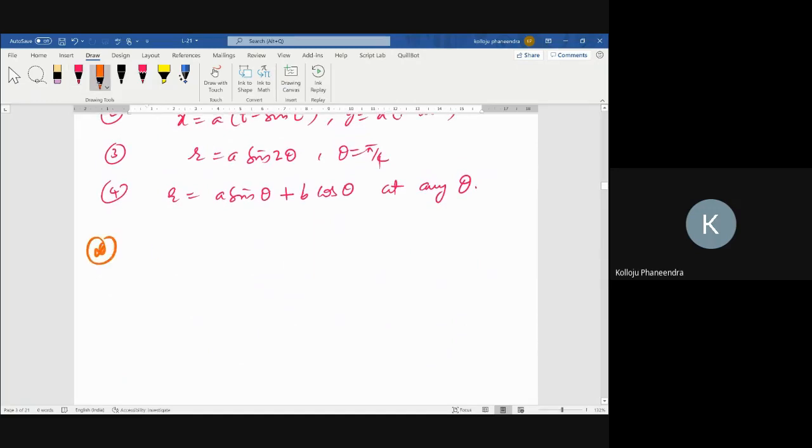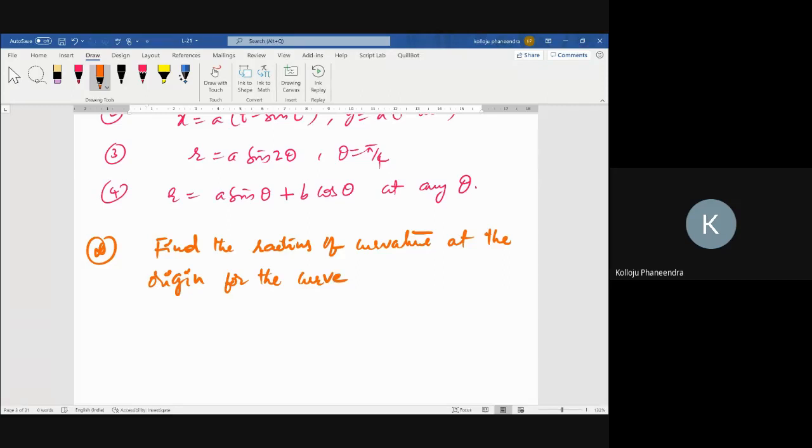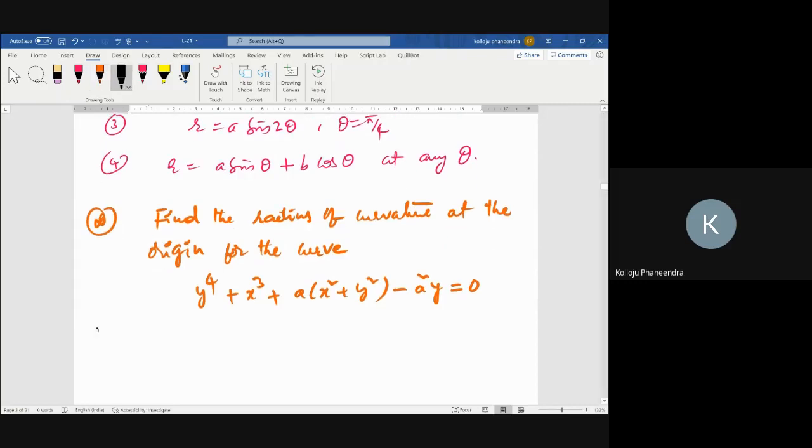See one problem. Find the radius of curvature at the origin for the curve y power 4 plus x cube plus a into x square plus y square minus a square y equal to 0.